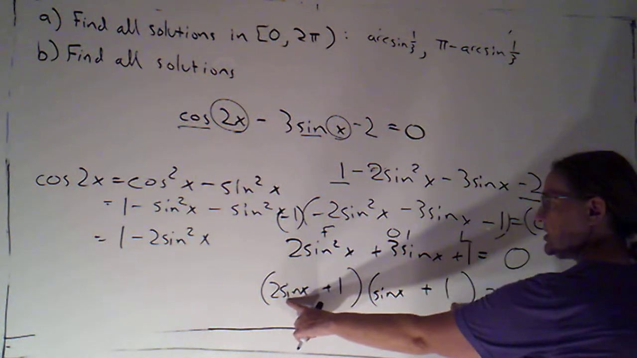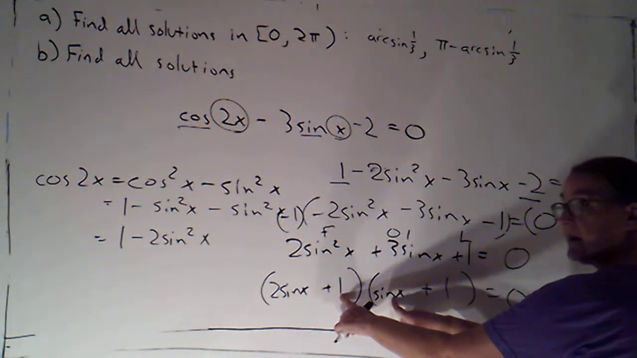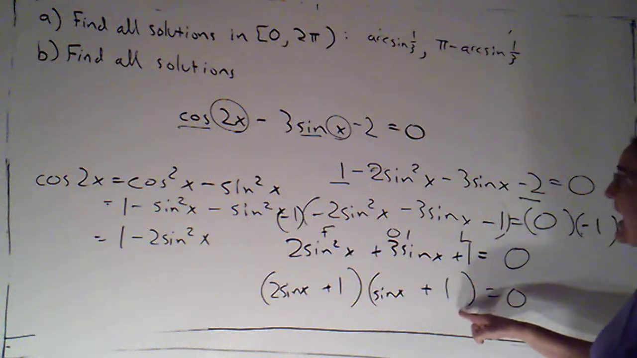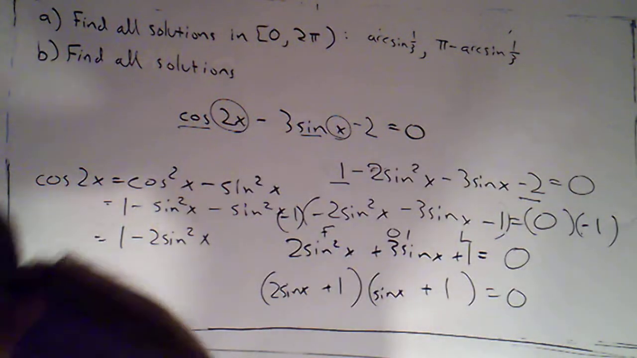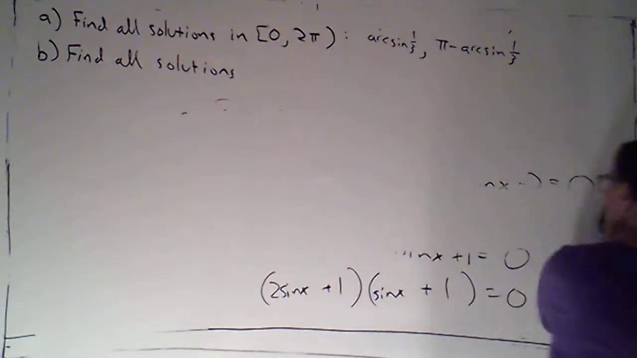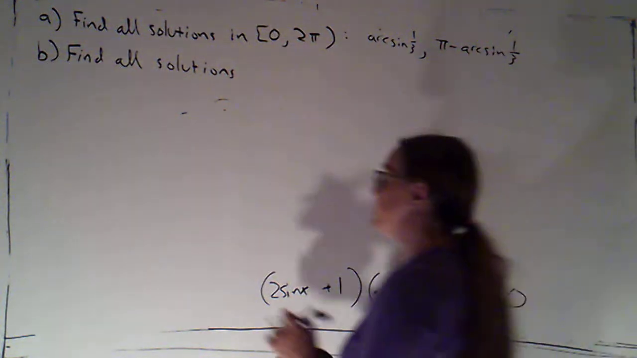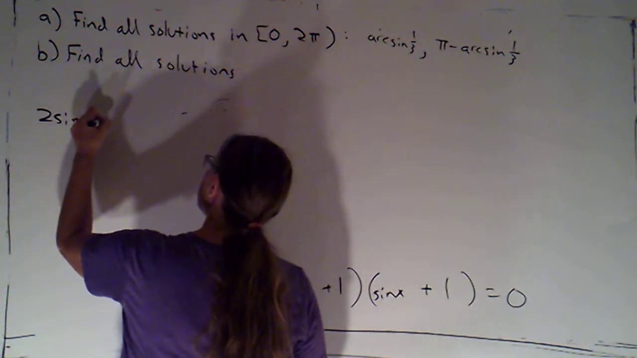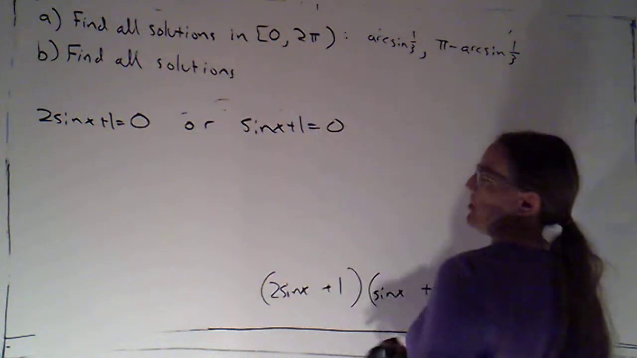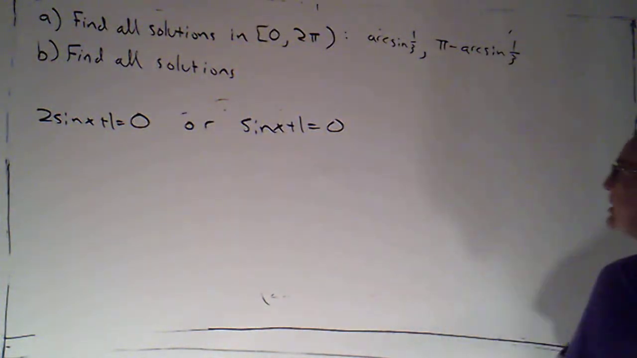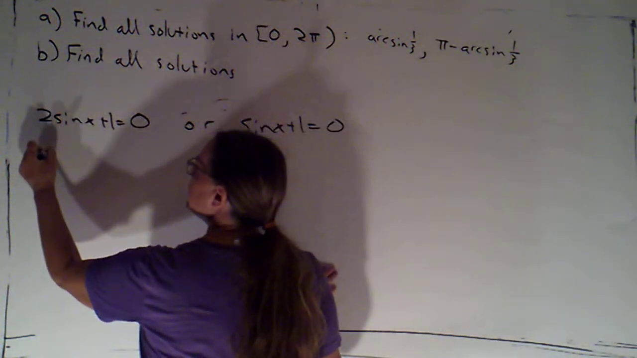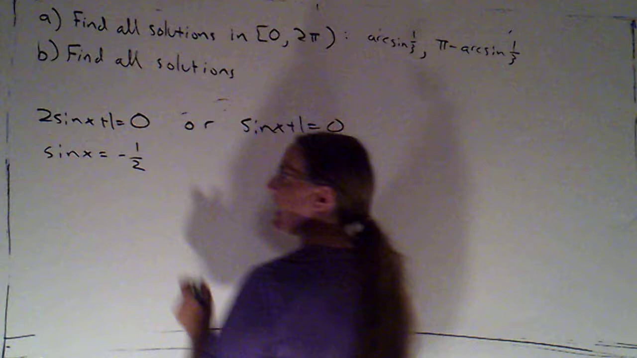Then the outsides would be 2 sine x, the insides would be sine x. They'd combine to give me 3 sine x. Okay, excellent. So we were able to factor this one. So now I can set each factor equal to 0 and solve those. So here I would have 2 sine x plus 1 equals 0, or sine x plus 1 equals 0. All right, those are the two now linear in form equations that I'm solving. I would isolate the sine, so sine x would equal negative 1/2.